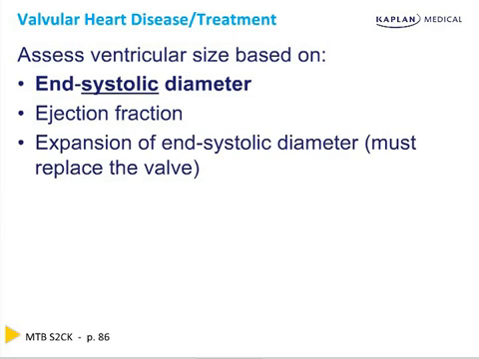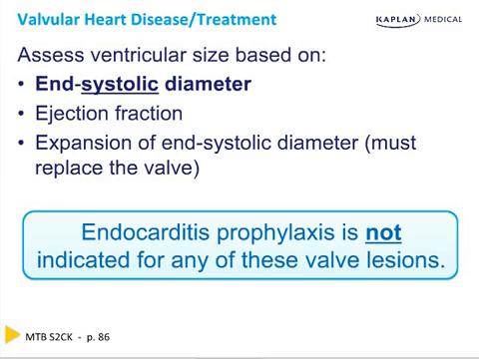We look at the ejection fraction, and we look at the expansion of end systolic diameter to replace the valve. In other words, you can't wait until that end systolic diameter has grown enormously, because if it grows enormously, then you'll never be able to reverse it. So therefore, we are going to look to see whether the end systolic diameter goes above 55 millimeters for aortic regurg, 55 millimeters, 40 millimeters in mitral regurgitation.